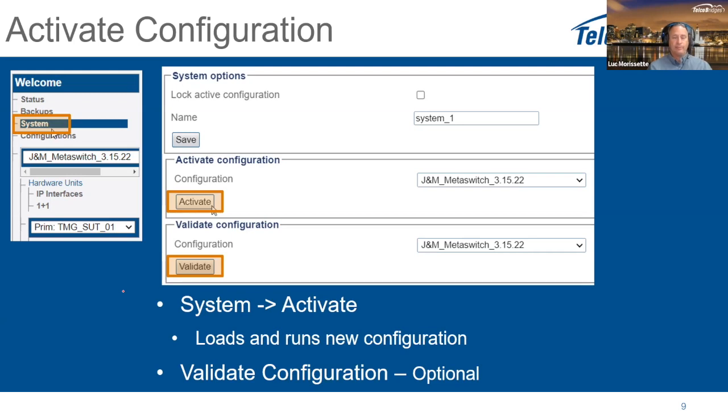So like I was explaining, you can do modifications to the configuration. And then once you did all your changes and you're ready to activate the configuration, you can go here in system and then choose the correct configuration in the drop-down box. You will see all your configurations there. And then you do activate here.